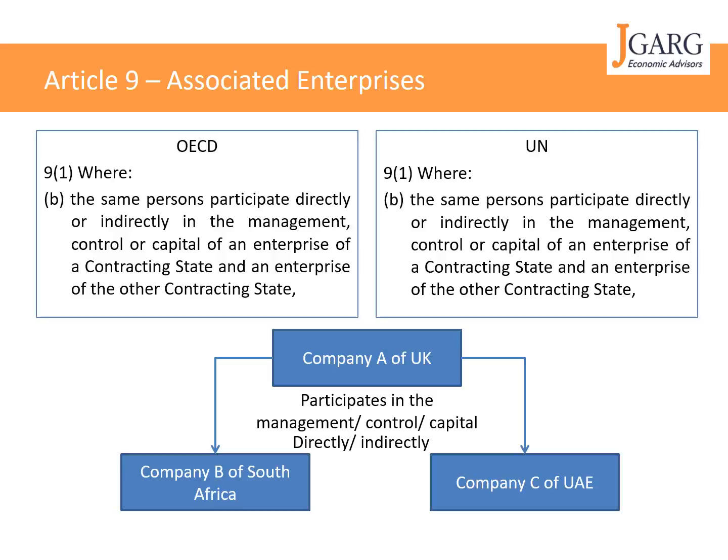So in para 9.1a, it was only the direct relationship, that is company A and company B. Now in para B, it is company A holding or participating in the management, control or capital of two companies, company B and company C, and company B and company C, let's say sister concerns, would be regarded as associated enterprises.